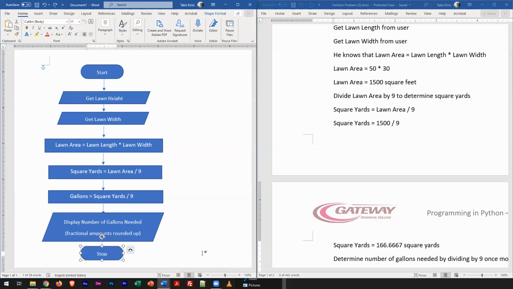So this is the solution for the fertilizer problem, folks. And what we really have created is an algorithm. And this is a really key piece of terminology here. An algorithm is another way of saying a series of predetermined steps that solve a problem. So whenever you hear that word thrown around.